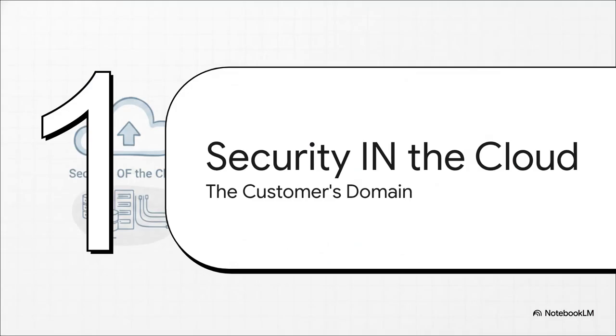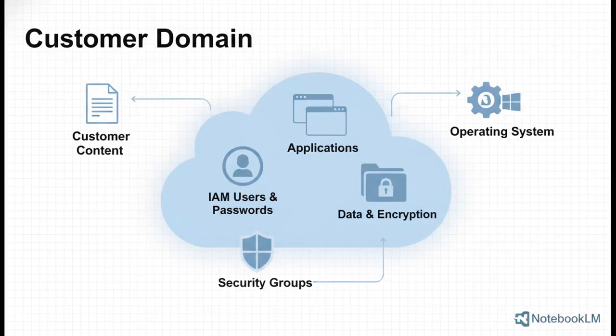All right, Section 3, security in the cloud, the customer's domain. Now let's flip it around. Once you're inside that ultra-secure, beautifully maintained AWS data center virtually, what's on your plate? Well, you are responsible for creating your IAM users and making sure they have strong passwords and multi-factor authentication. You are responsible for configuring security groups, which are essentially your firewall rules. You've got to manage your applications, your customer content, and choose whether or not you want to encrypt your sensitive data. AWS isn't going to automatically do this stuff for you.